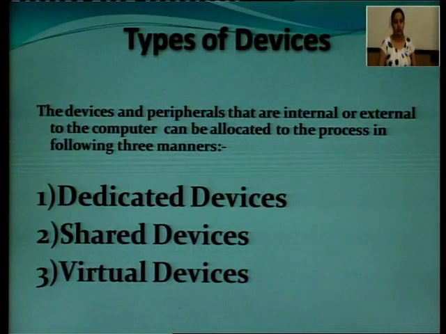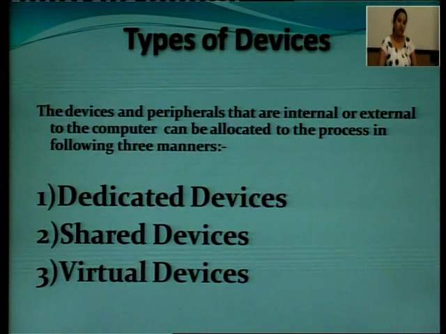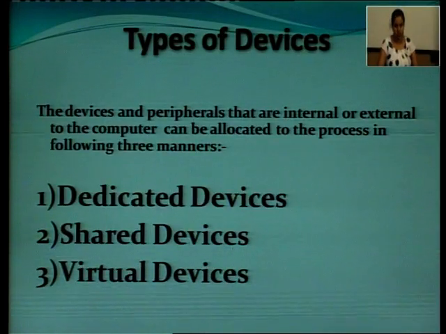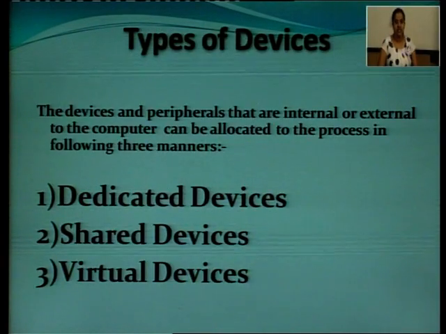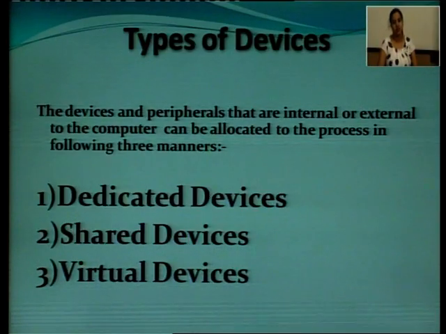So, before going to the further detail, one should first know what type of devices we are using in today's technology. The devices and the peripherals that are internal or external to the computer can be allocated to a process in the following three manners. Means we broadly categorize our devices into three categories. The first is dedicated devices, the second is shared devices, and the third is virtual devices.